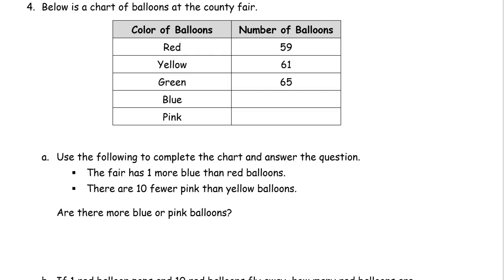Below is a chart of balloons at the county fair. So we've got red, yellow, and green balloons, and there's a lot of balloons. Use the following to complete the chart and answer the question. The fair has one more blue than red balloon. Red is 59, so one more would be 60. 10 fewer pink than yellow. Yellow is 61, 10 fewer is 51. Okay, are there more blue or pink balloons? Blue is 60, pink is 51.